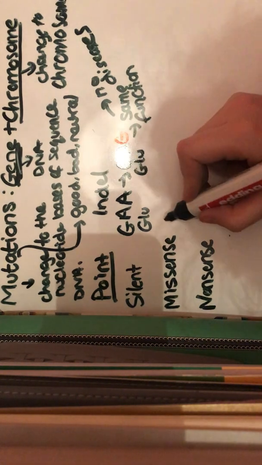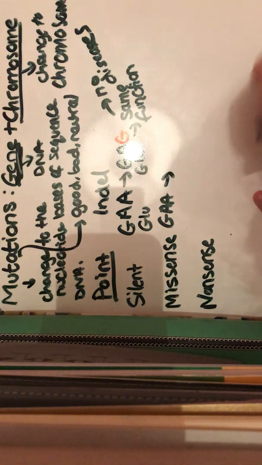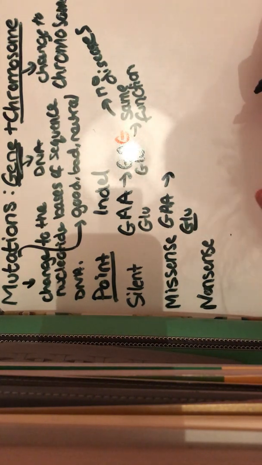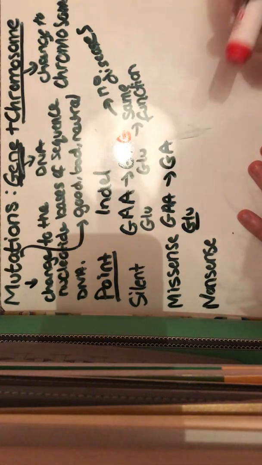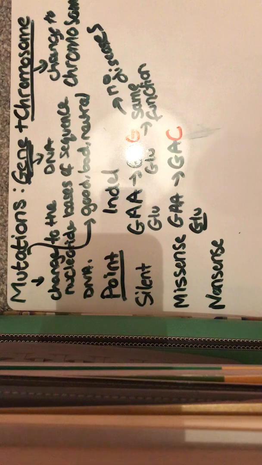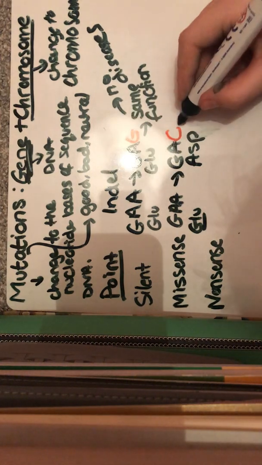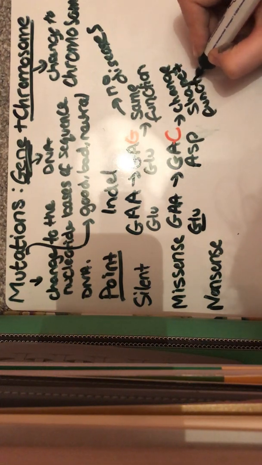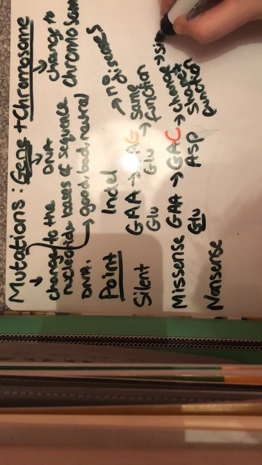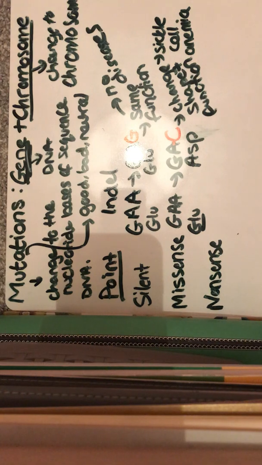So if we had GAA, which as we've seen is GLU, that's the amino acid, but it's changed to GAC. This now is this amino acid, so this is a change in the shape, and this can result in sickle cell anemia, where your haemoglobin is a different shape and can't carry out its function.